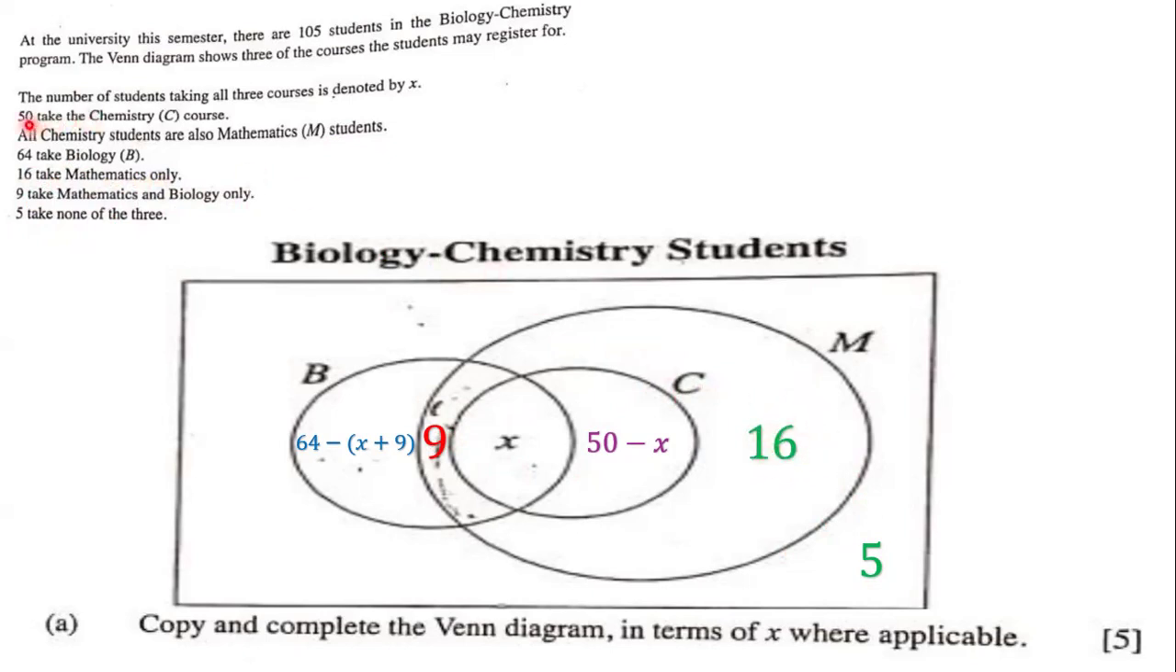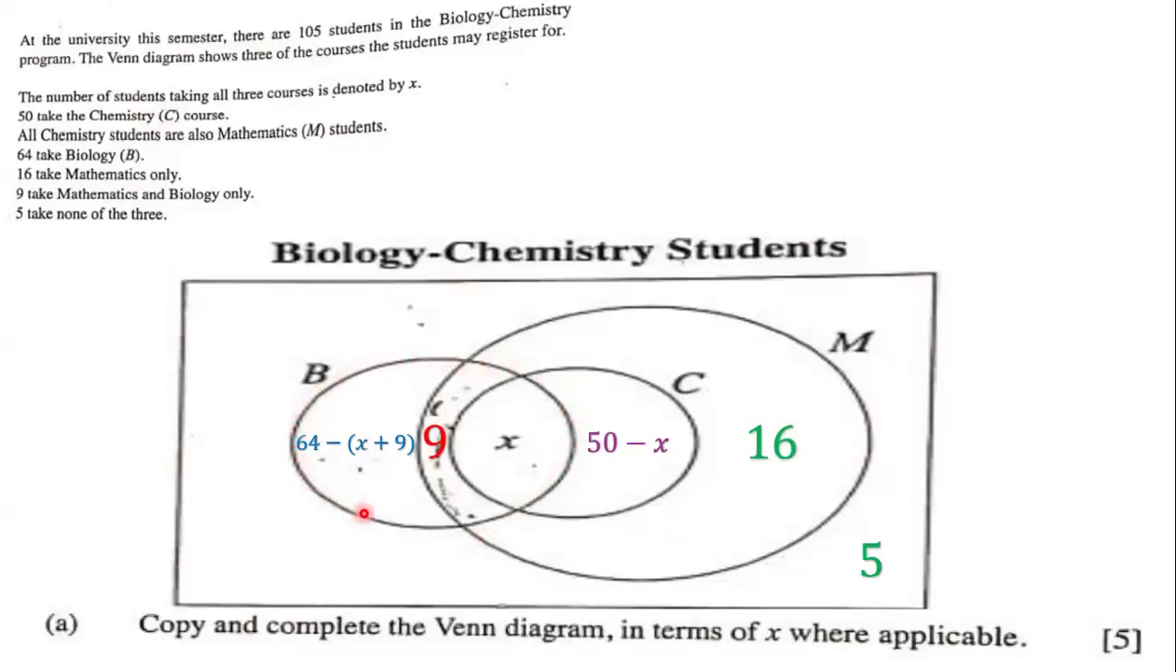Next, they tell us that 50 take the chemistry course. So this circle right here is for chemistry. And that is 50 because the number of elements inside this set has to be 50. So if this total thing is 50, and we know that this part is X, then this part must be 50 minus X. Now they said that 64 take biology, B. And so that means that this whole circle right here is for biology.